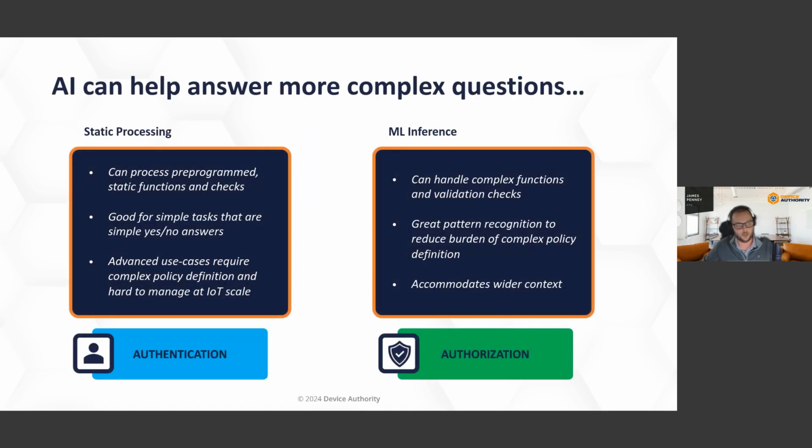If we take a look at the differences in the buckets I'm going to talk about, I've put authentication in more of a static processing angle. You can write a defined routine to do identification and authentication for a lot of things, especially devices. But where you need more advanced context, almost common sense, of should that device be doing that thing, that's really tough to do in more advanced use cases, especially at IoT scale.